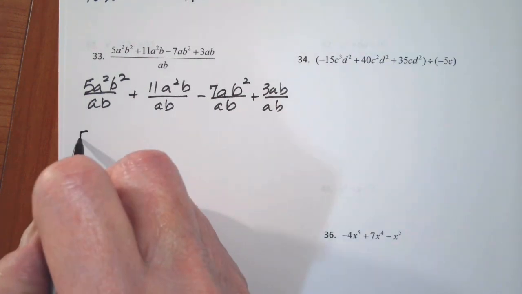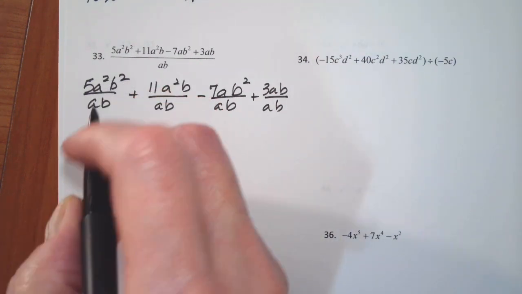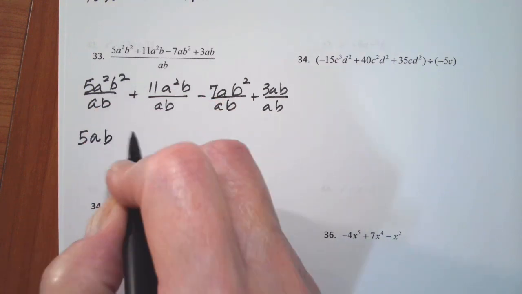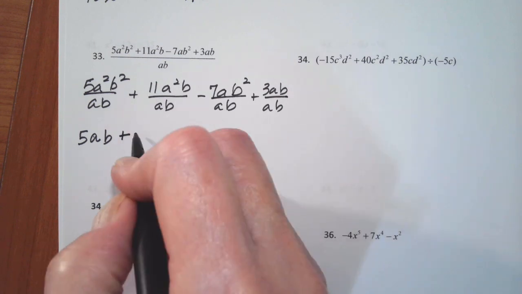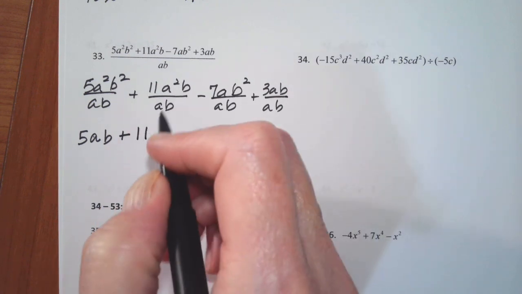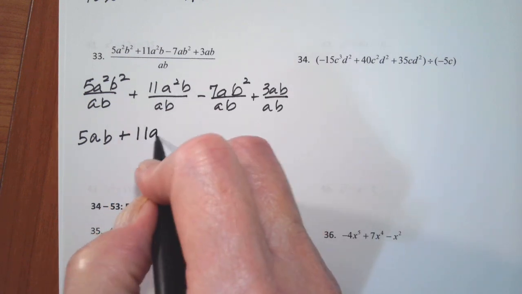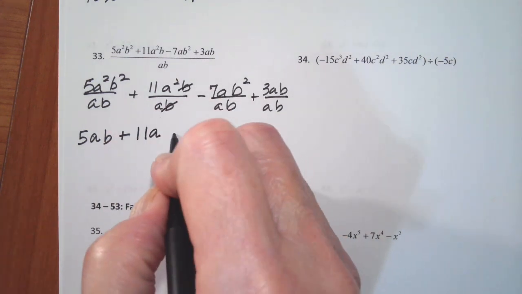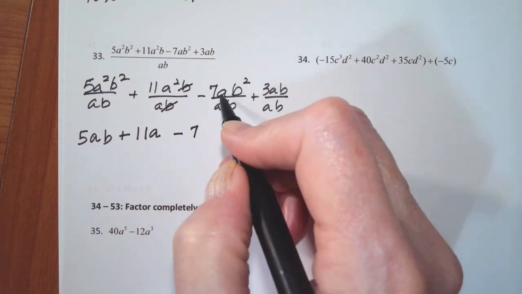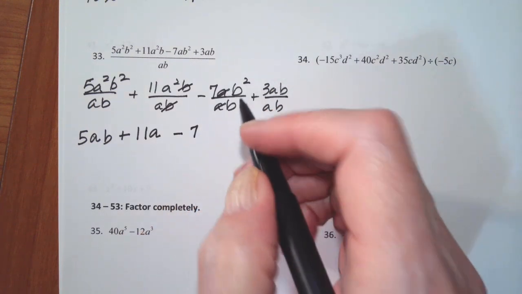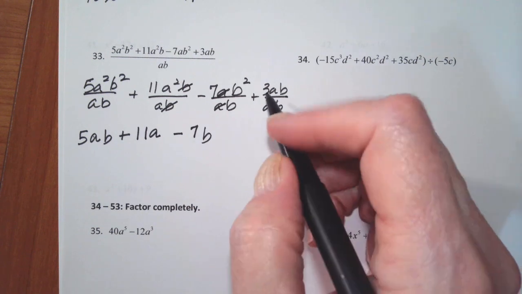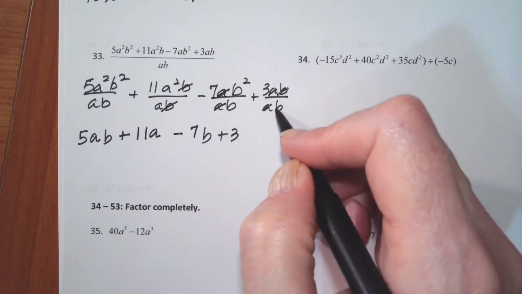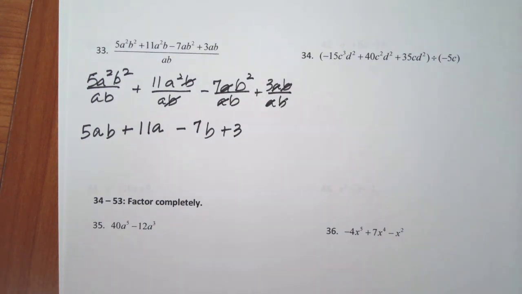Okay, so you have 5. The a's, 2 minus 1 gives me 1a. The b's, 2 minus 1 gives me a single b. 11, a to the second over a is just a. Anything divided by itself becomes 1. Okay, so the a's cancel. 2 minus 1 gives me just a single b. The a's cancel and the b's cancel. So I have a 3.